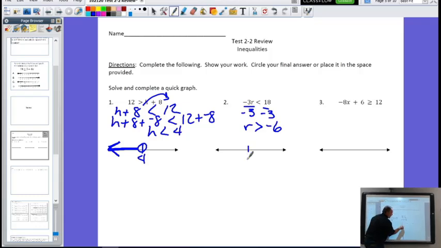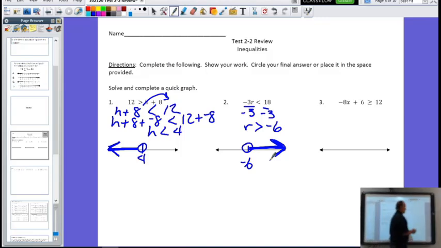Okay, so we put a tick mark down here of negative 6. Again, it's an open circle, and I need all r values greater than negative 6, so it's the ones out to the right. And number 3 is a two-step inequality because we've got 2 parts to it.